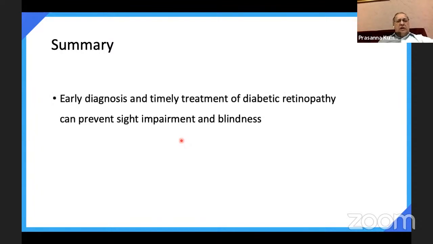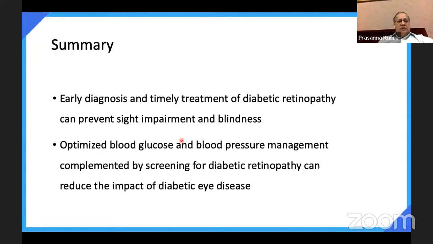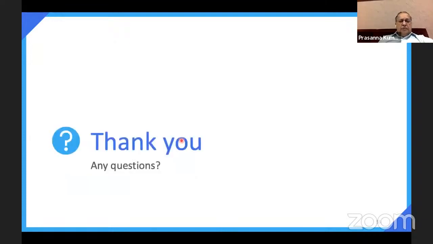Very important is early diagnosis and timely treatment of diabetic retinopathy. A yearly checkup of retinopathy or going to an ophthalmologist can prevent blindness as such. That is very important. Please refer the patient to an ophthalmologist if you do not have facilities. Then optimize blood sugar and blood pressure. Keep HbA1c below 7, if possible 6.5. Keep blood pressure below 140/90 millimeters, if possible even 130/80. And do regular screening for diabetic retinopathy.